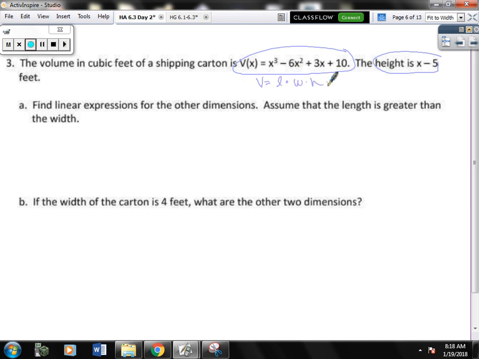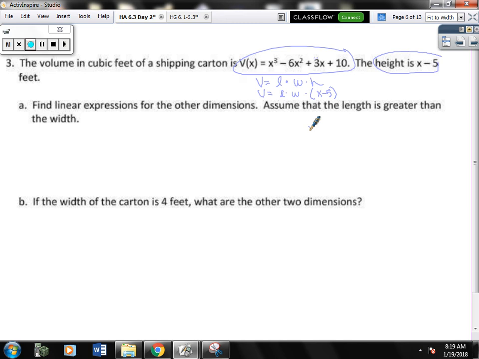Okay. So basically what they're telling us is that length times width times x minus 5, because that's the height, would equal this polynomial. What they want us to do is find the linear expressions for the other 2 dimensions. So basically what we're going to do is take the volume, divide by the height, which will get me the length times the width. Then I'll be able to factor that to figure out what length is and what width is.